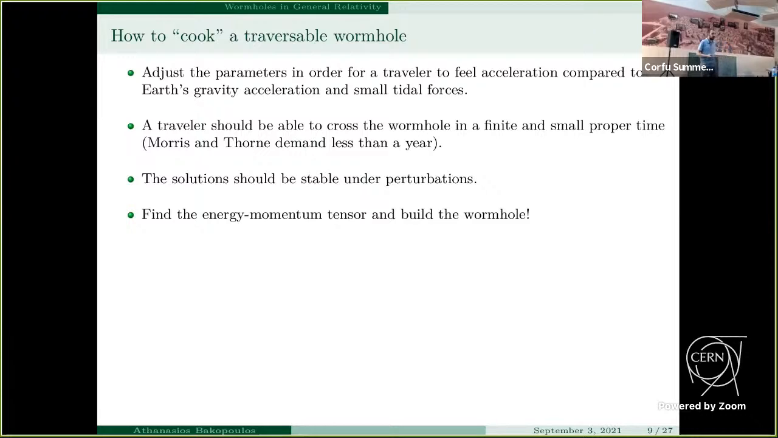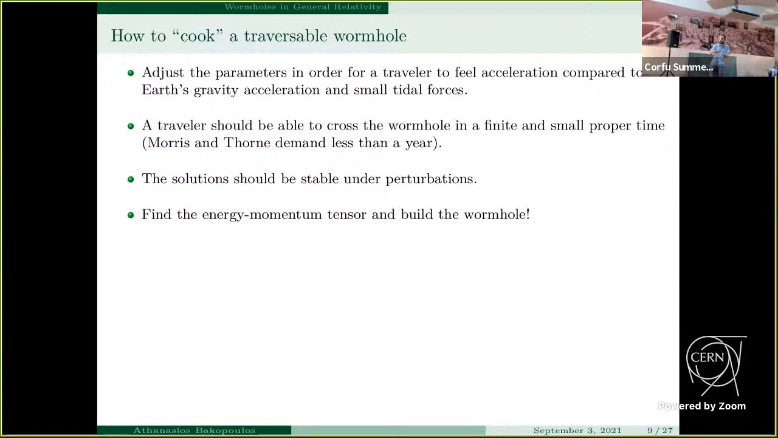Morris and Thorne have also imposed some constraints in order to make the wormhole traversable by humans. We may adjust the parameters of our solution in order for a traveler to feel acceleration comparable to Earth's gravity acceleration and small tidal forces. And also a traveler should be able to cross the wormhole in a finite and small proper time. Morris and Thorne suggest less than a year. Of course, an astrophysical wormhole may not respect these constraints.